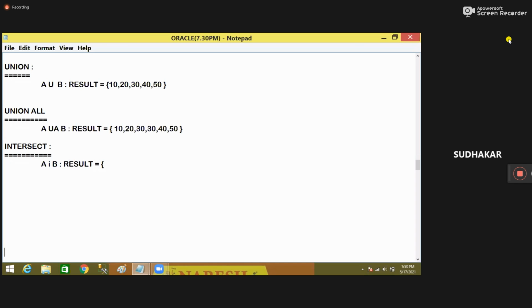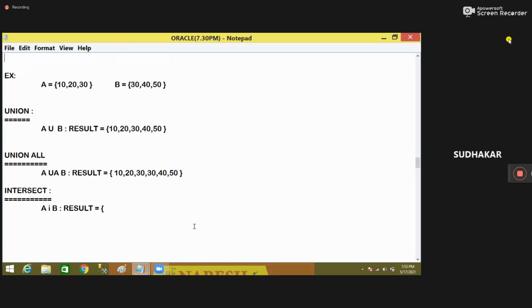So A intersect B, what was written, common value. In A set and B set, there are two sets given here. In these two sets, can you tell me which value is common? 30 is a common value. So intersect means what? It returns the common value. So my answer is 30.